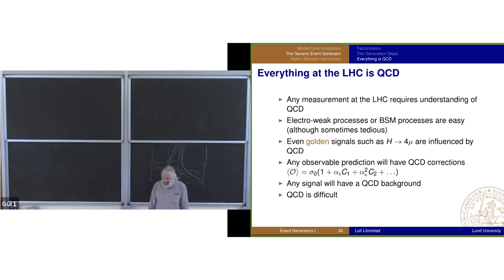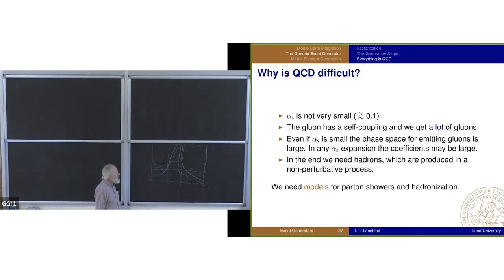And QCD is difficult, and it will create backgrounds that you didn't think about, because sometimes it will create a B quark, which gives a B meson that gives you a muon that looks fairly isolated. And it gives you a background that you need to take care of if you do the experiments. And these general purpose event generators, they are all about QCD. So it's very important to understand that.